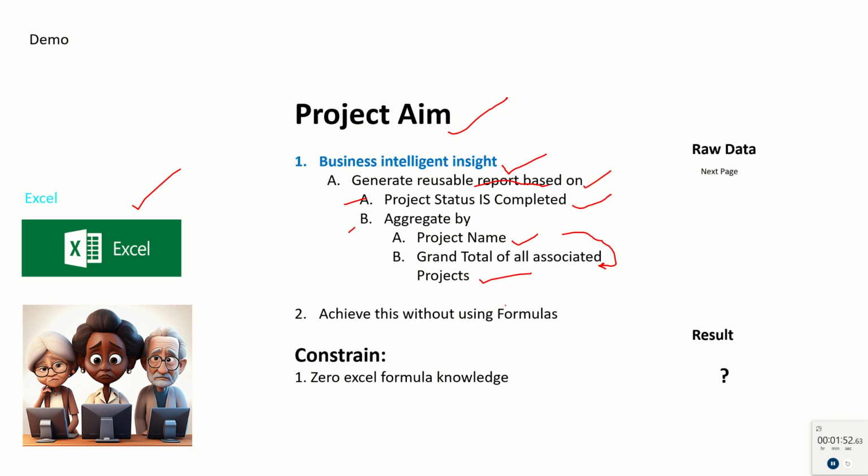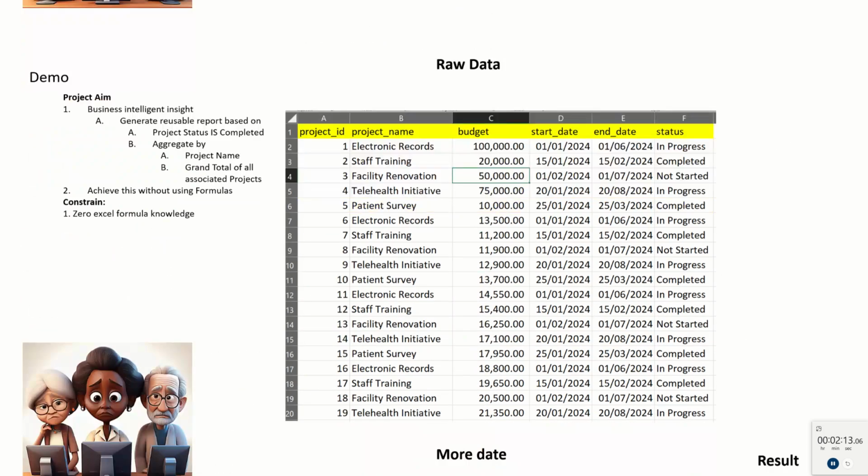Okay, what next do they have for us? Number two, they want us to achieve this without using formulas. They also have a constraint, which is zero Excel formula knowledge. Where's the data? As you can see, it is on the next page. Let's move on and see what kind of result I'll be providing today.